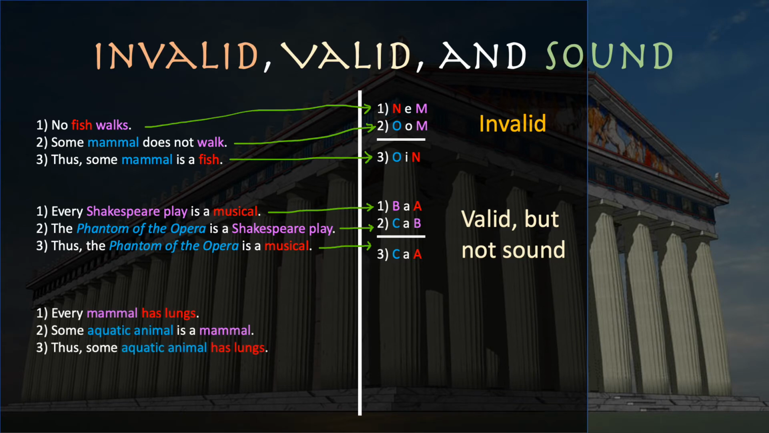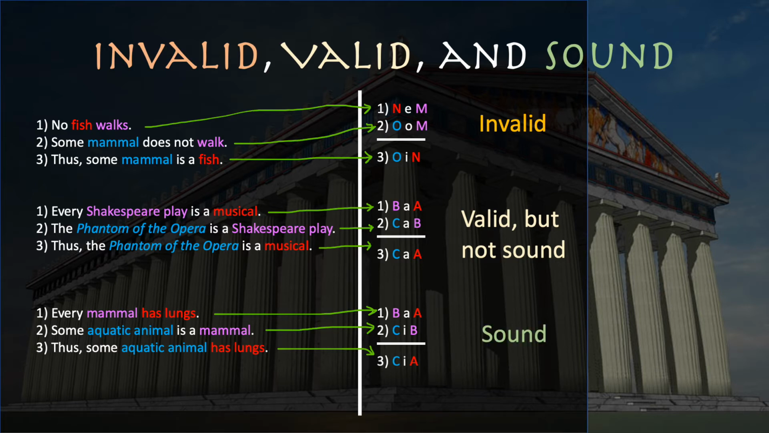Let's look at a third example. Every mammal has lungs. Some aquatic animal is a mammal. Conclusion: some aquatic animal has lungs. This can be symbolized as follows. Here once again we have a first-figure syllogism. But in this case, the first premise is universal affirmative. The second premise is particular affirmative. The conclusion is also particular affirmative.